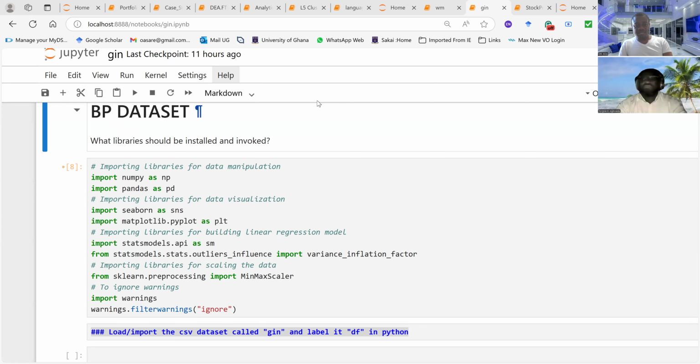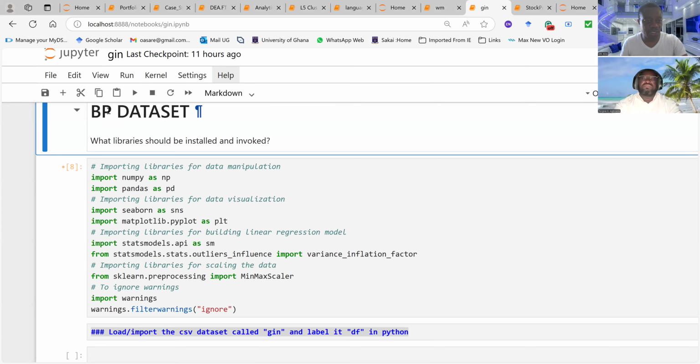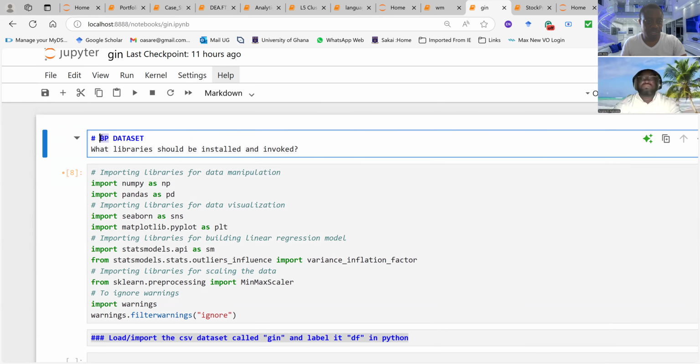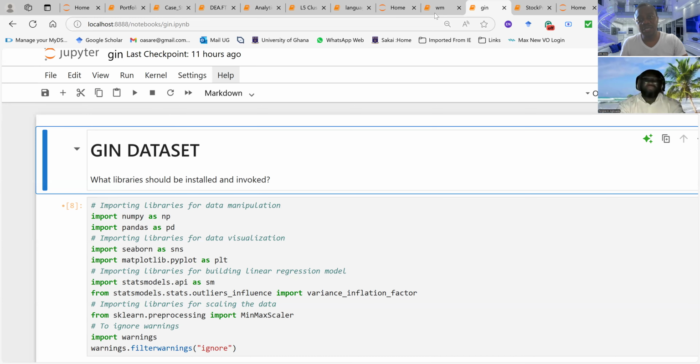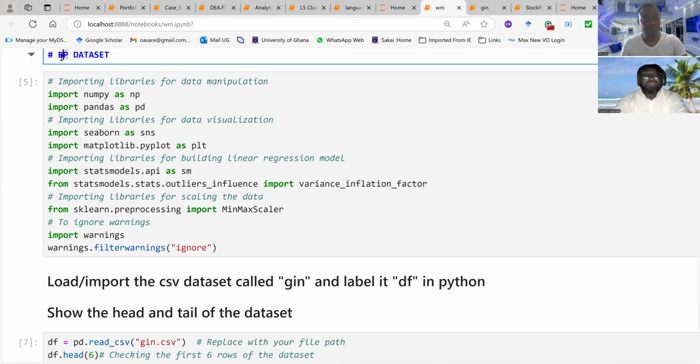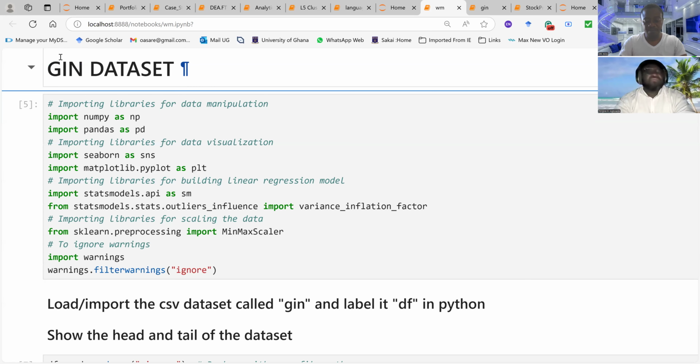GIN. Okay. I have called it GIN. I don't know why I wrote BP here, but you should edit it. Double click this and then change it to GIN data set. Okay, so that is what we are looking at. I have a similar thing here that I wanted to take note of. GIN data set. That is what we are looking at here.